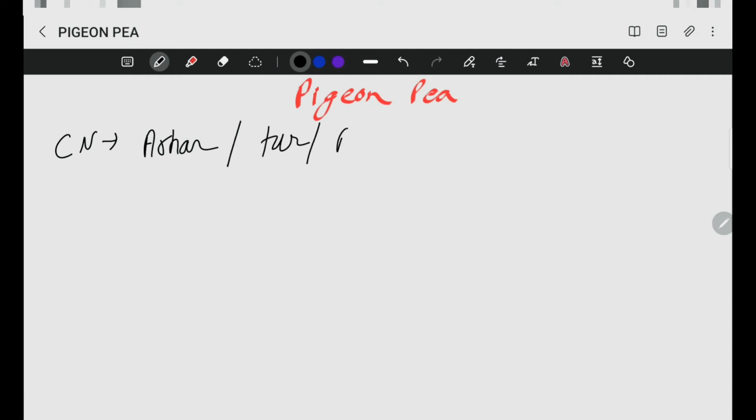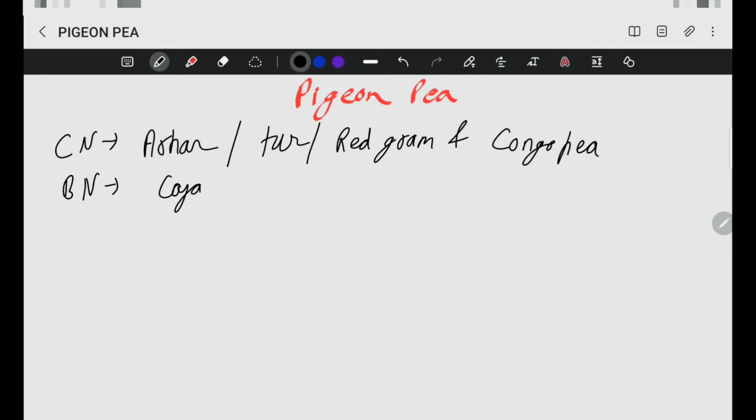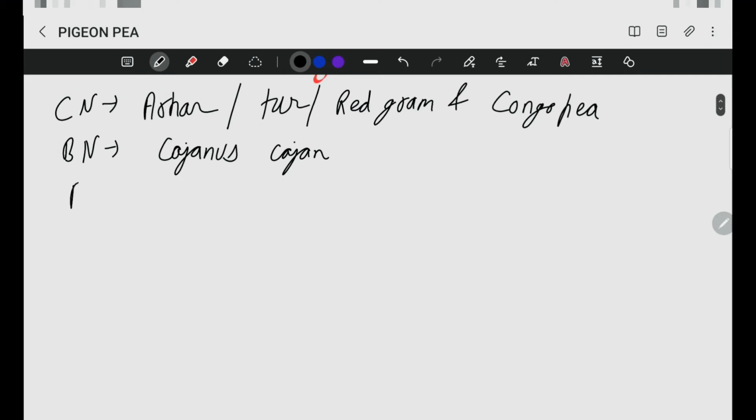Other common names are red gram and Congo pea. Okay. Now let's talk about its botanical name. The botanical name of pigeon pea is Cajanus cajan. Okay. Now we will talk about its family.